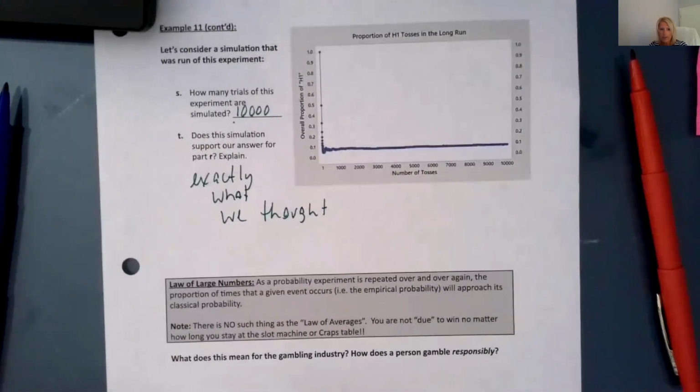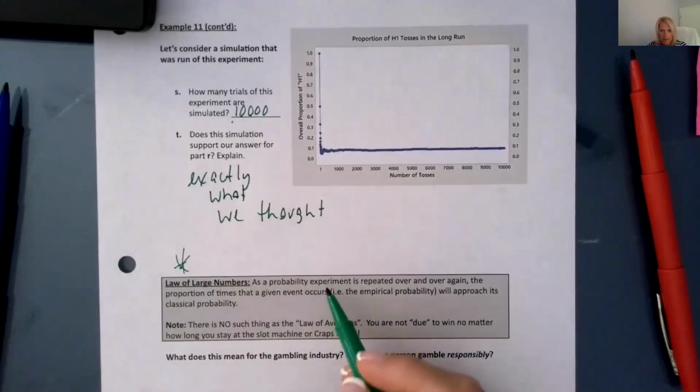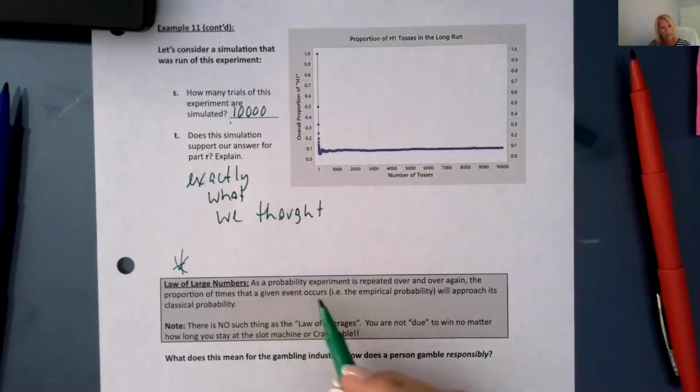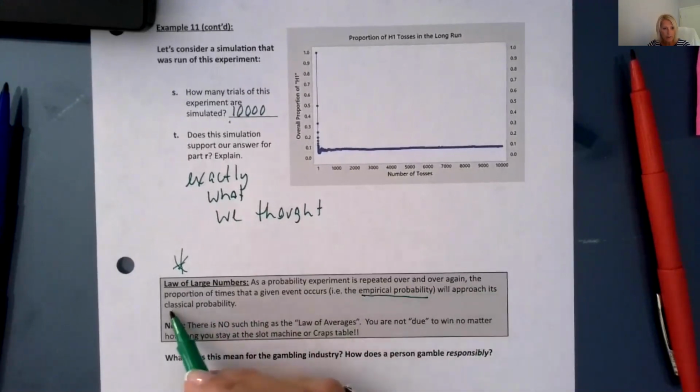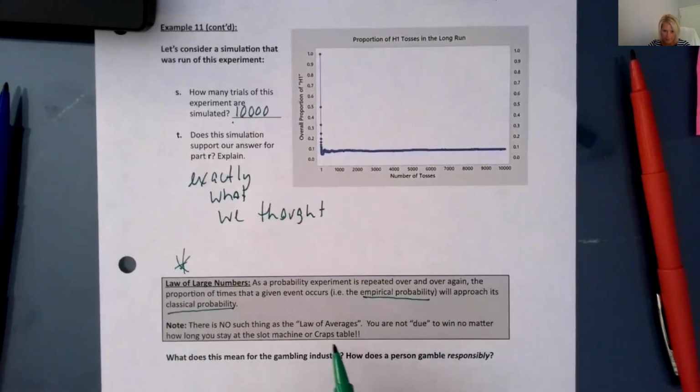So this explains what we say is our law of large numbers down here. As a probability experiment is repeated over and over and over again, the proportion of times that a given event occurs in the empirical probability will approach its classical probability. So there's no such thing as the law of averages. You are not due to win no matter how long you stay at the slot machine or the craps table.